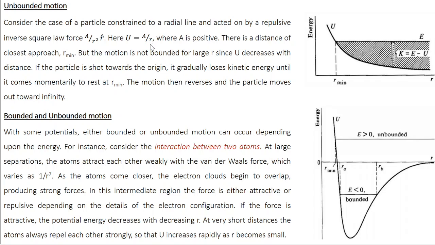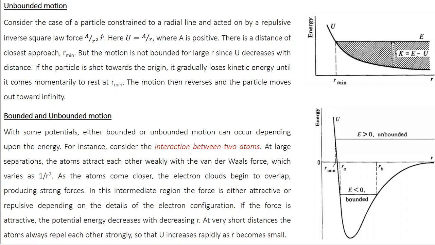So this is a 1 by r function. Obviously, when r increases, the potential energy is going to decrease. On the other hand, when r decreases, the potential energy is going to increase. Now here you can see there is a distance of closest approach, r minimum.